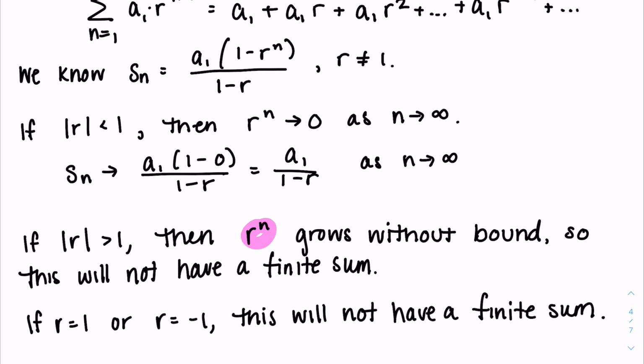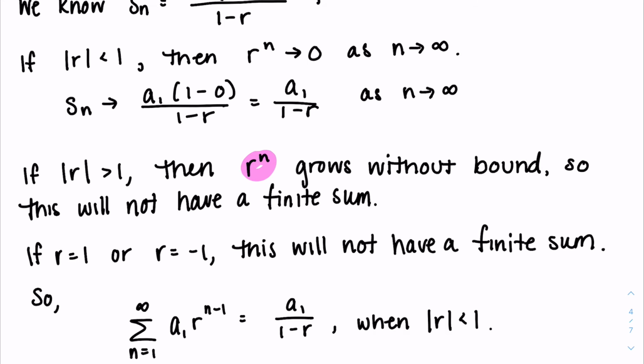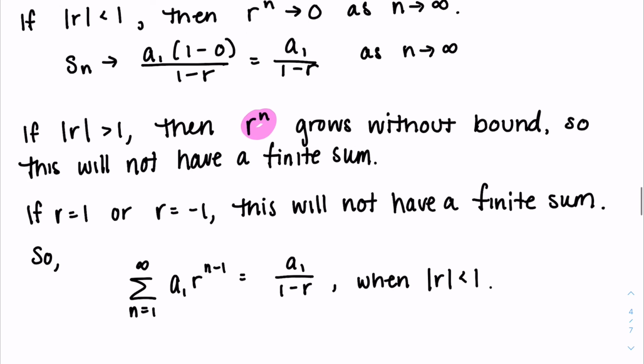If your common ratio is -1, it's just going to alternate between the same number being positive, negative, positive, negative. Stuff's going to cancel, but when does it end? It never does, so it's not going to be a finite sum. So ultimately, this infinite sum is going to equal a1 over 1 minus r when that common ratio is between -1 and 1. So this formula is only going to work when this happens. If this does not happen, you cannot use this formula.